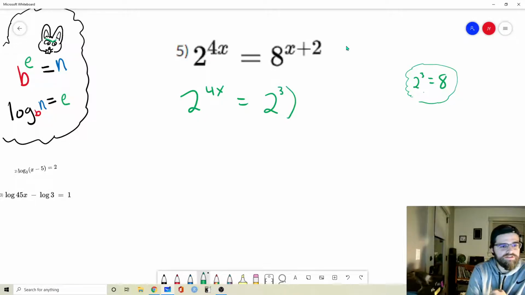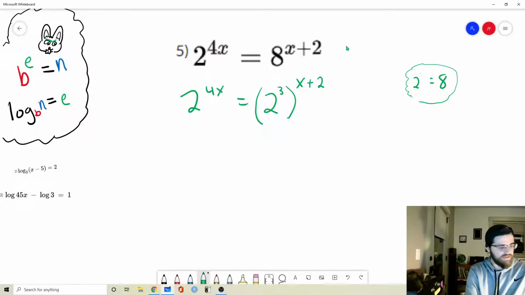So instead of having 8 to the x plus 2, now I have 2 cubed to the x plus 2. We haven't changed anything. 8 is 2 to the third. We know that. We can prove that. So that's a legal substitution. We haven't done anything wrong here.